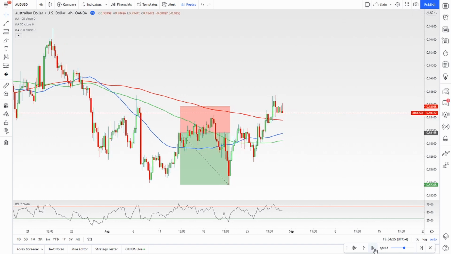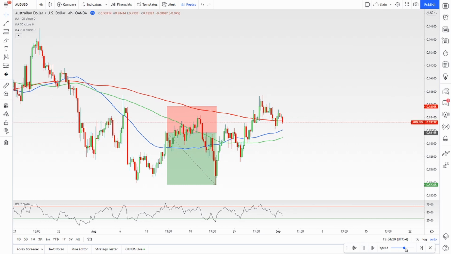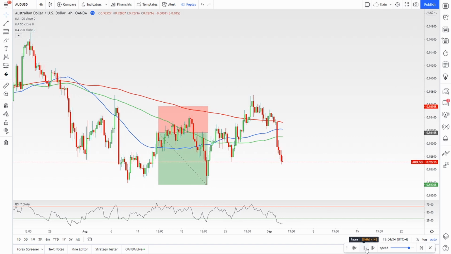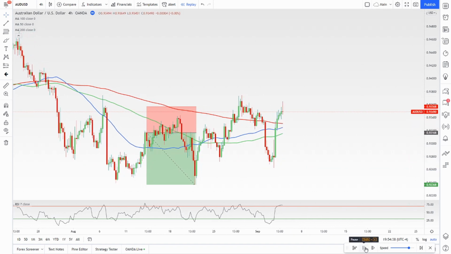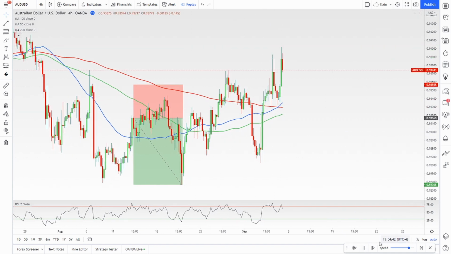Okay, so now what we have to do is skip ahead a little bit here until we see those moving averages lined up again. So we're waiting for that 50 to cross back under if we're going to be bearish, or to go bullish, we would need to see all of these moving back up. So right now there's no signal.